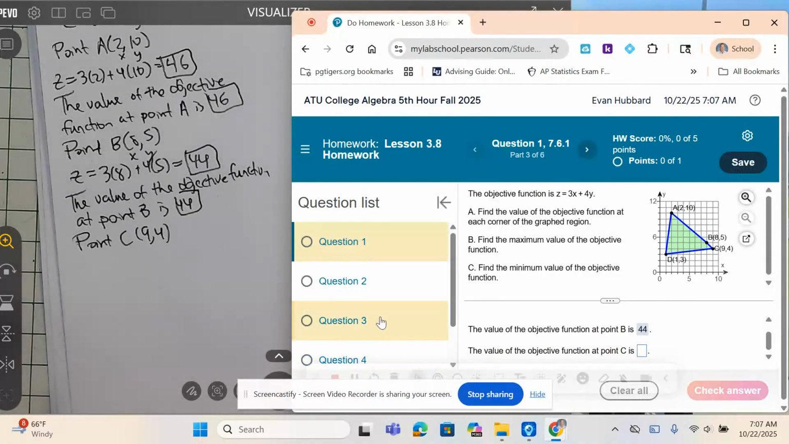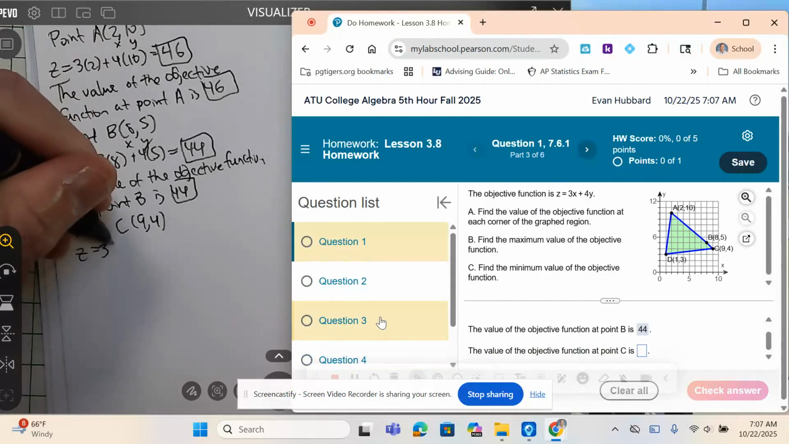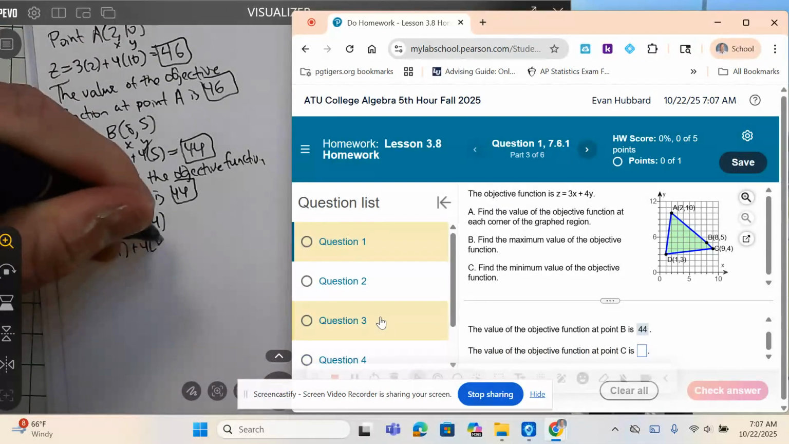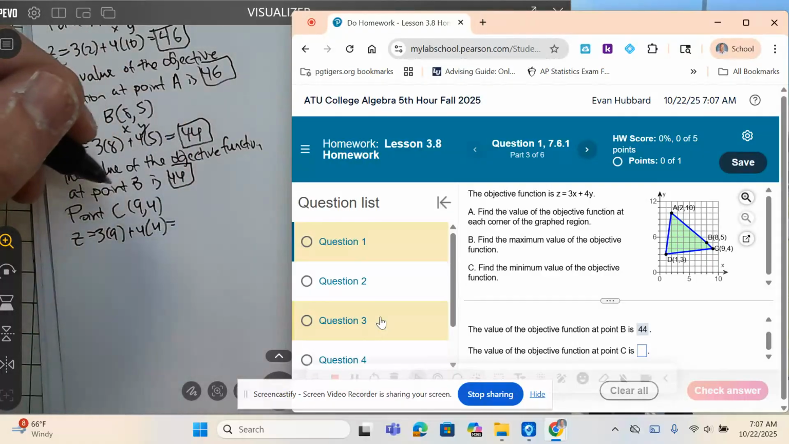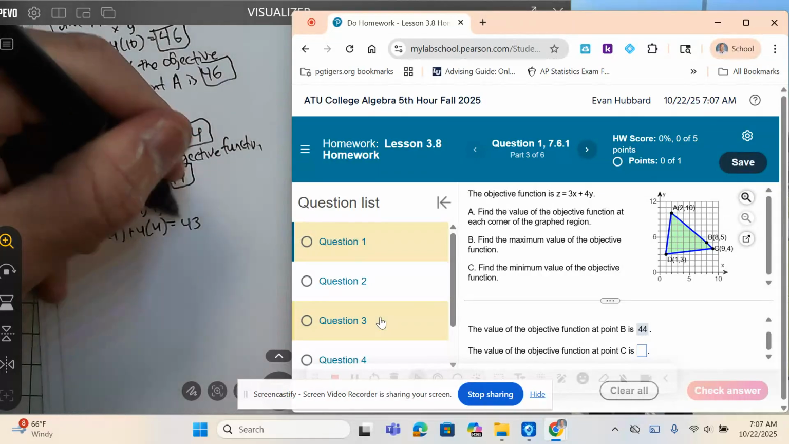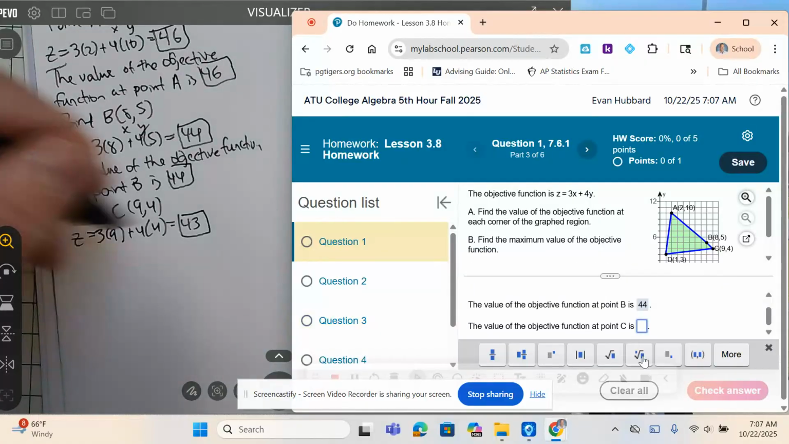Now we want to find the value of the objective function at point C. So point C is 9, 4. So I'm going to do 3 times 9 plus 4 times 4. 3 times 9 is 27. 27 plus 16, 43. So the value at point C is 43.